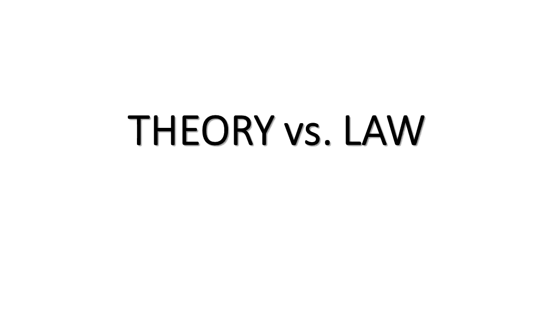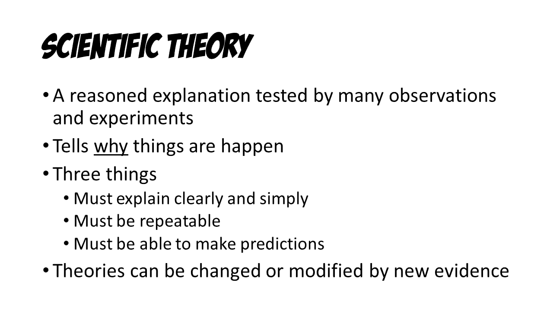So this time, we need to differentiate between the theory and the law. So, unahin muna natin yung scientific theory. So, ano yung scientific theory? They are the reason, the explanation tested by many observations and experiments. Usually, it tells why things happened. Yan. And then, we need to consider these three things, no? First of all, it must explain clearly and simply. Next, it must be repeatable, and then must be able to make predictions. In theories, they can be changed or modified by new evidences. Ayan. Maaari pang mabago yan, no?